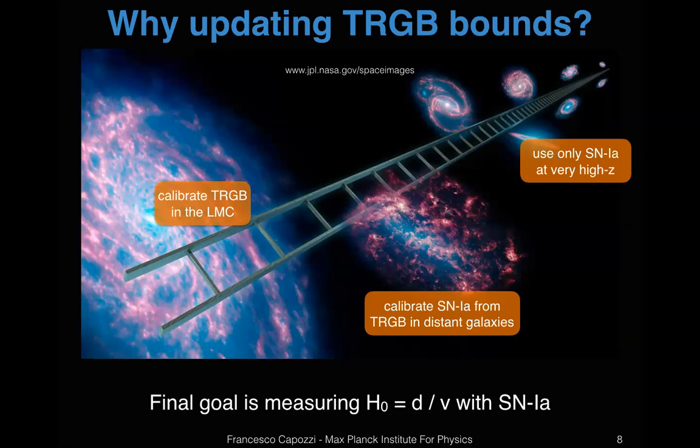So basically, you start by calibrating the tip of the red giant in the Large Magellanic Cloud. Then you use red giant stars in further galaxies to calibrate supernova 1A. And once you have this calibration, you can move even further in distance by just using supernova 1A. And in the end, you get a very nice measurement of the Hubble constant. So in principle, there is also this very nice relation between tip of the red giant and the Hubble constant. And I'm going to say something more about this later.